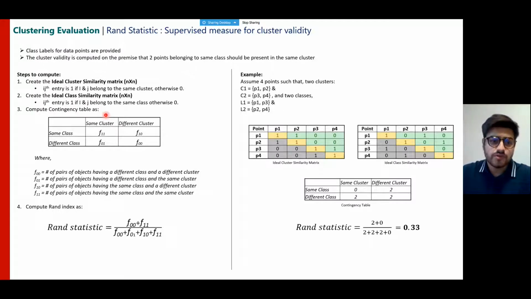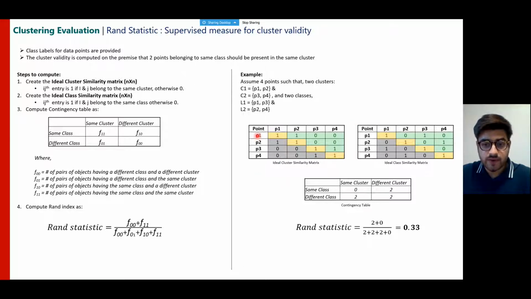Moving to the steps to compute this value, we first create the ideal cluster similarity matrix, which is done using this. We take the ijth entry and put it as 1 if i and j belong to the same cluster. So after we run the clustering algorithm, we check what are all the points that belong to the same cluster, and we give them a value of 1 and others 0. Just to make it easy to understand, if we have these two clusters, C1 and C2, and C1 has points P1 and P2, and C2 has points 3 and 4, this is what the cluster similarity matrix would look like.